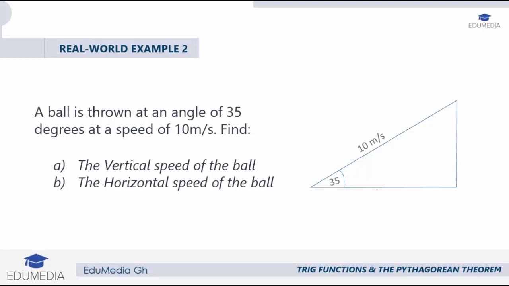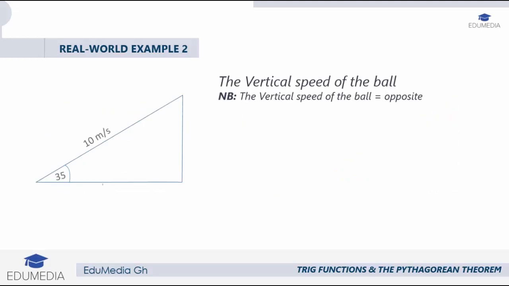All right, so the question now is for us to look for the vertical speed of the ball and then the horizontal speed of the ball. Okay, so the vertical speed of the ball here is the same as the opposite, because the vertical speed is the altitude of the ball from the ground level going up. So that's the opposite side. So in looking for that, you can still use the same sine function, and then do the change of subject for it. When you do that, you will be able to get a formula that can best suit our question.